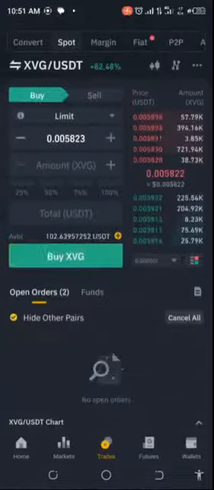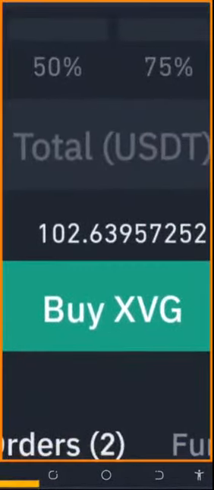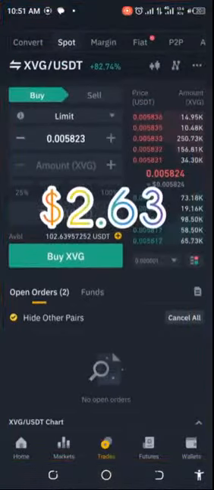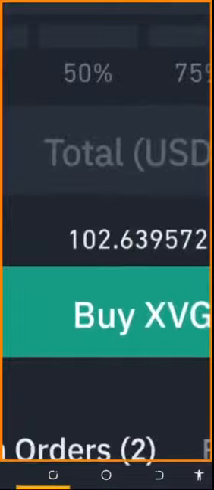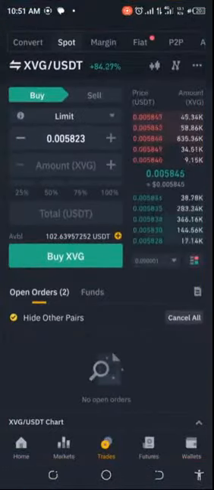Wow! It has already executed. And can you see what I can see here? We made 102.63. That's like $2.63, almost $2.64. That's good. Really good. Now, let's take a look at the charts.